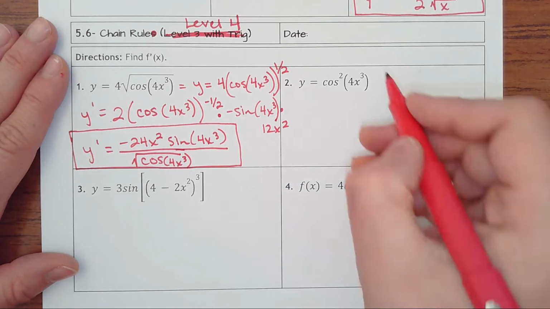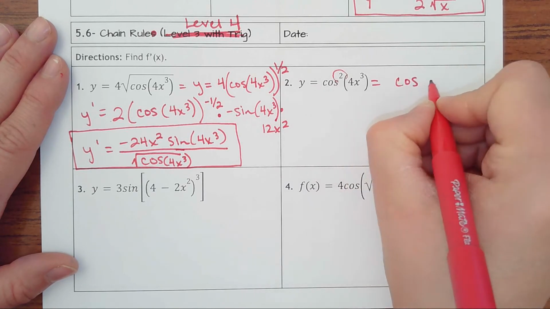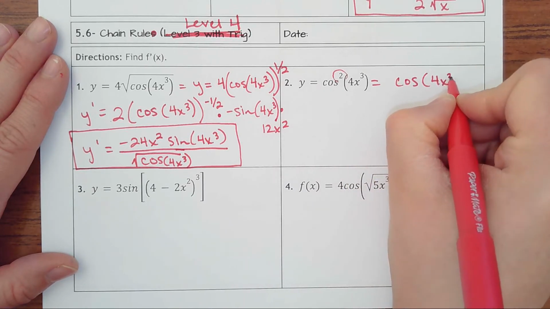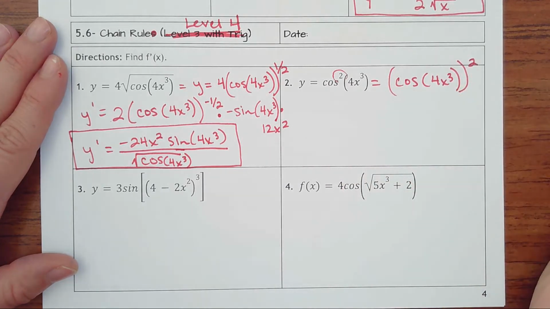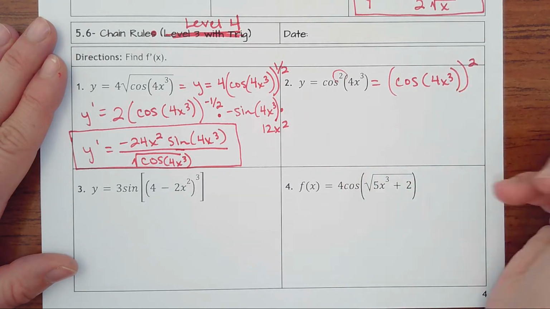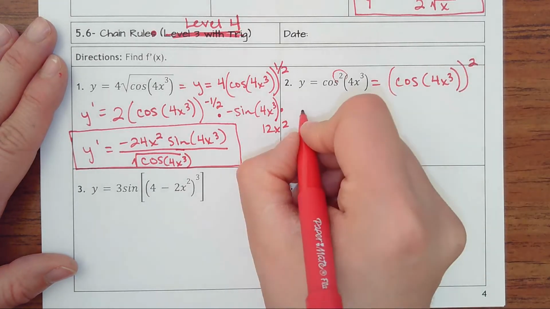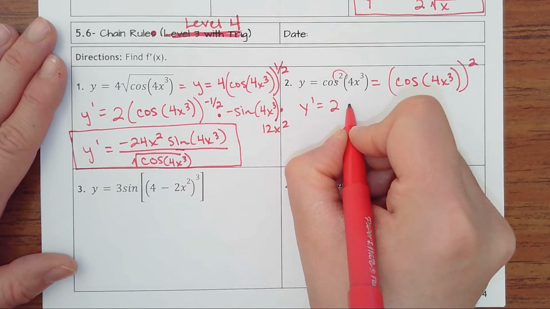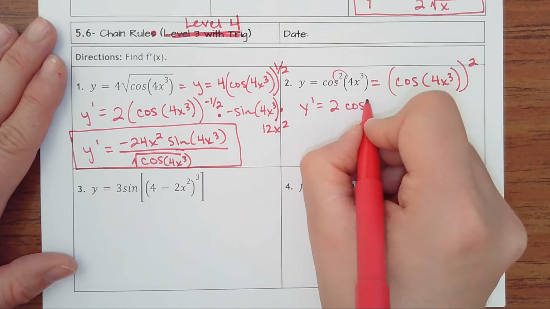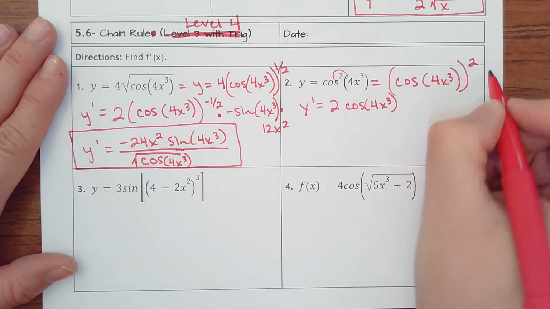All right, number 2, I don't like how this squared is like this. Let's rewrite it so it's cosine of 4x cubed, this whole thing is squared. And so what I want to do is bring this 2 in front and then keep the inside the same. 2 cosine of 4x cubed. Subtract 1 from the power, that's just a 1.